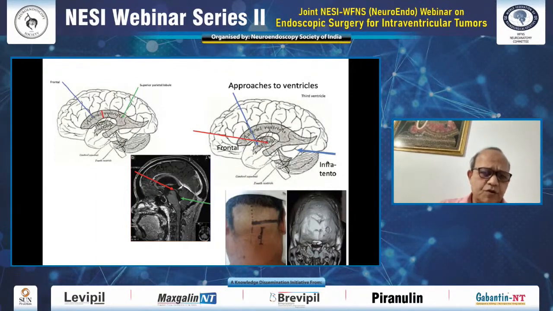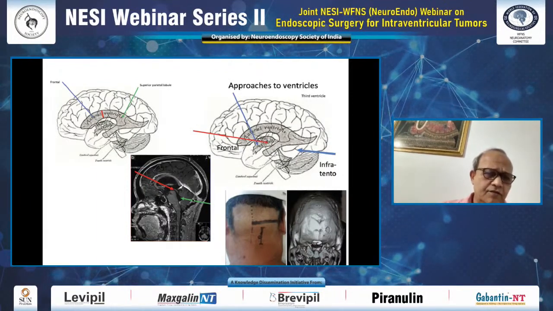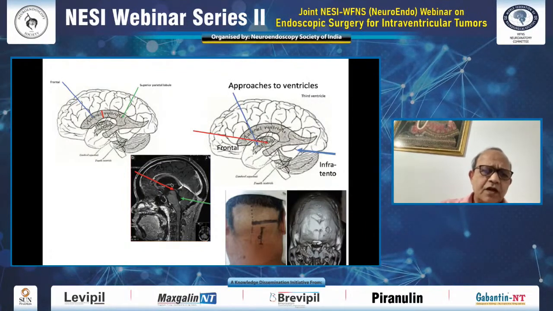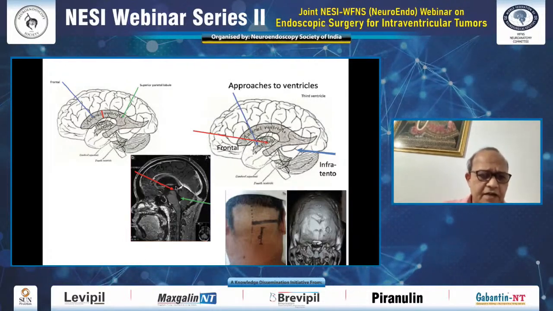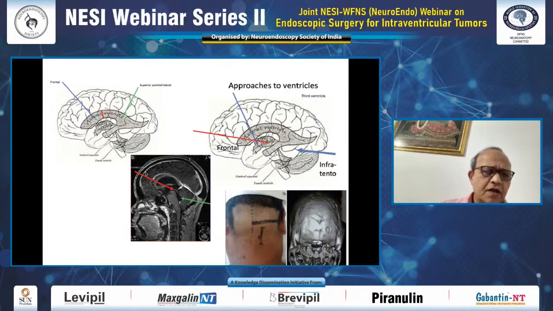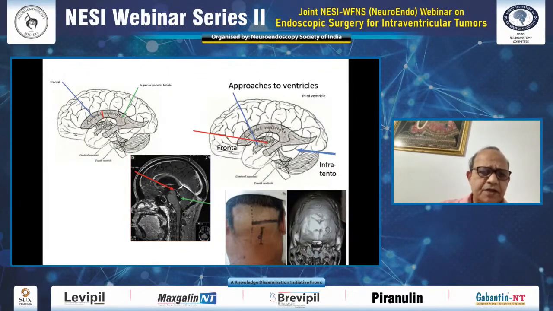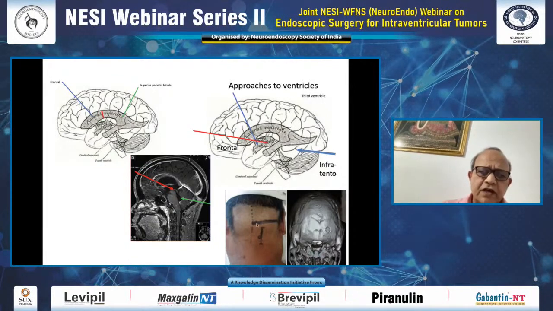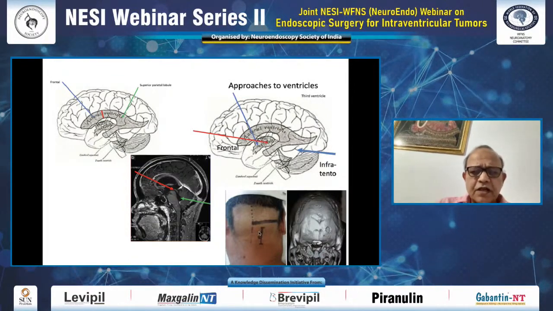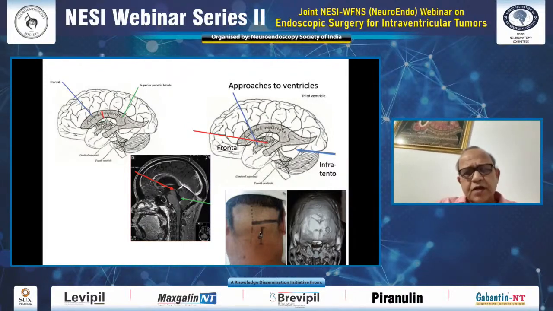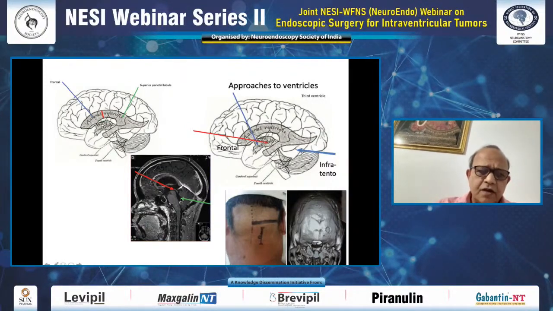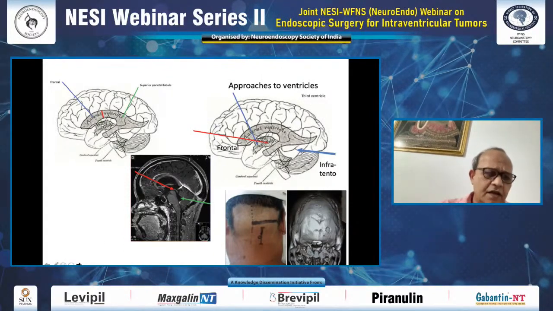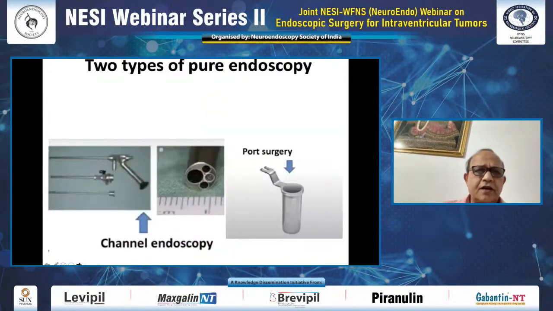infratentorial supracerebellar approach. Regarding the fourth ventricle tumor, if the aqueduct is dilated, then one can use a flexible scope, but it is difficult except in cystic lesion and when the aqueduct is dilated. But one can also have a direct approach, transcortical or transcerebellar approach, when there is a large tumor, which we have used in some patients. So this also can be done endoscopically using a tubular retractor.